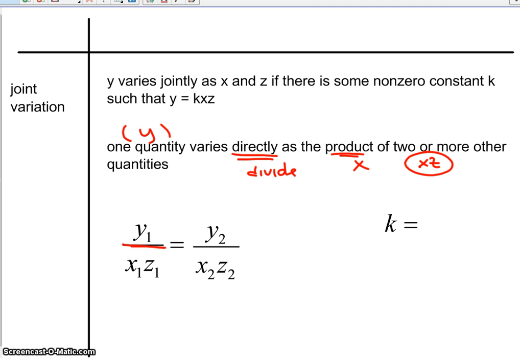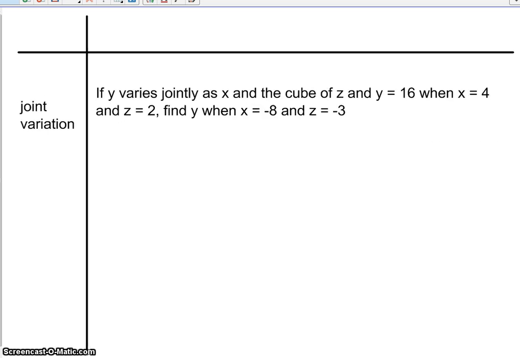Now, whichever one is all by itself is always on top. It won't always be that y varies, so we can't always assume that's how it's going to be set up. They may say x varies jointly as, and that means x is the one that's by itself, so that's how I know which one goes on top.